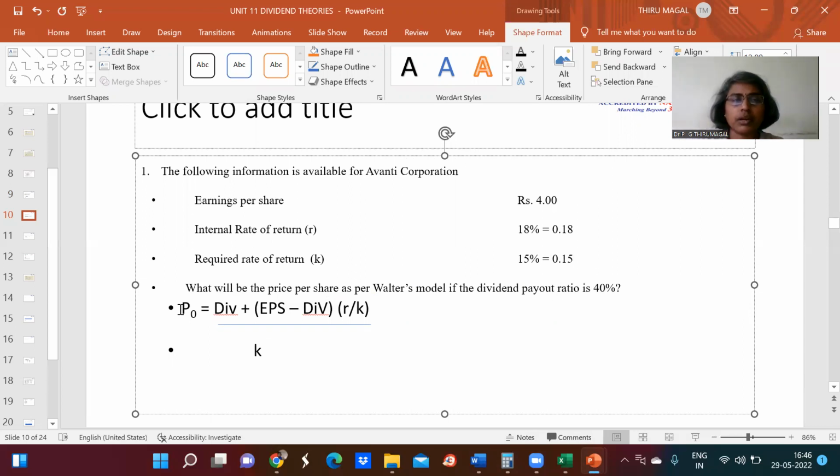Now, as per the formula, we require all the data, but in the problem the dividend, DIV, is not given. What is given is the dividend payout ratio of 40%. So we need to calculate the dividend per share. To calculate dividend per share from the dividend payout ratio, we first calculate the dividend, because that is required to calculate the price of the share. So dividend equals EPS multiplied with the dividend payout ratio.